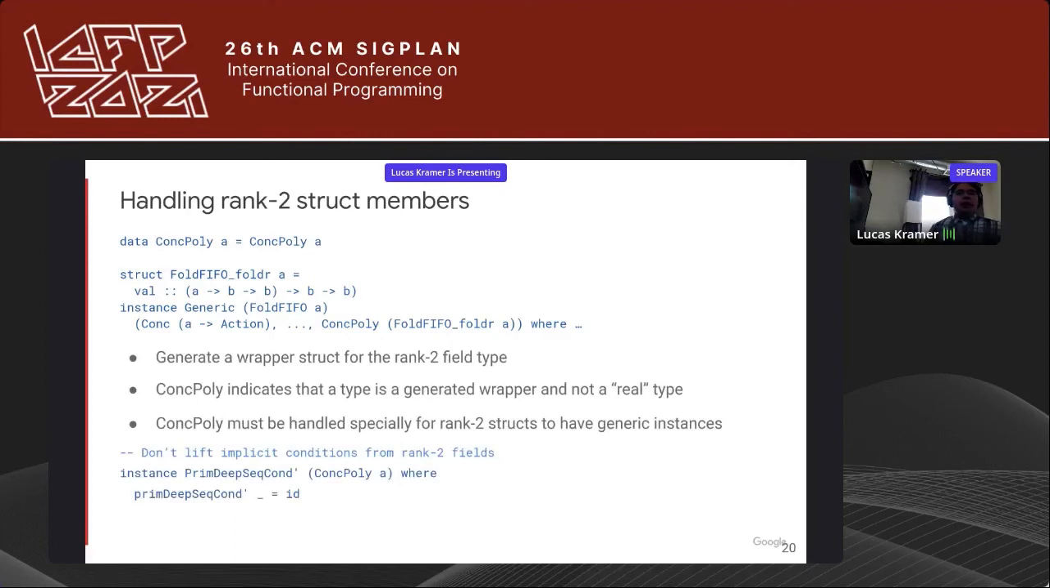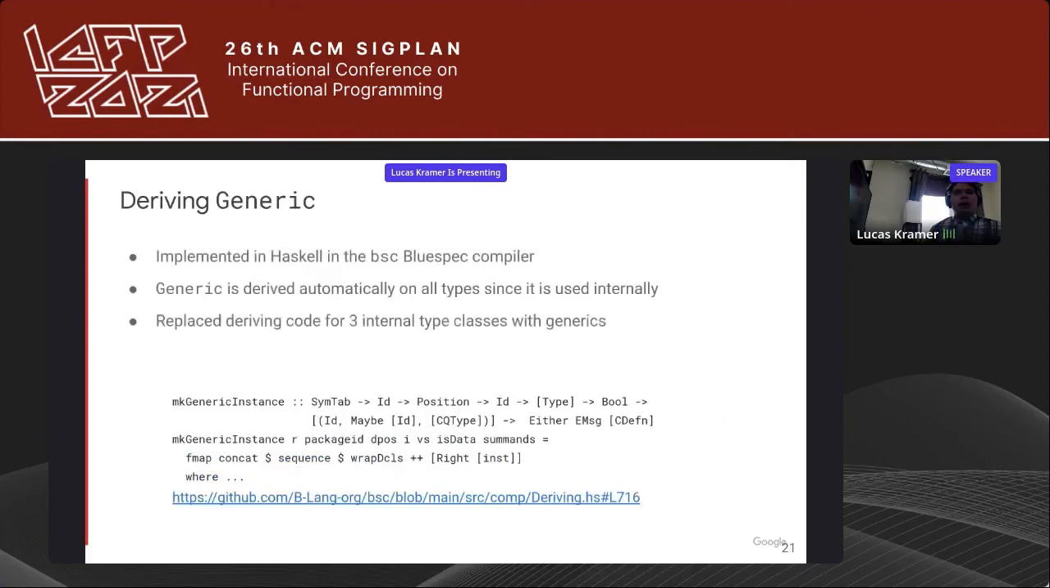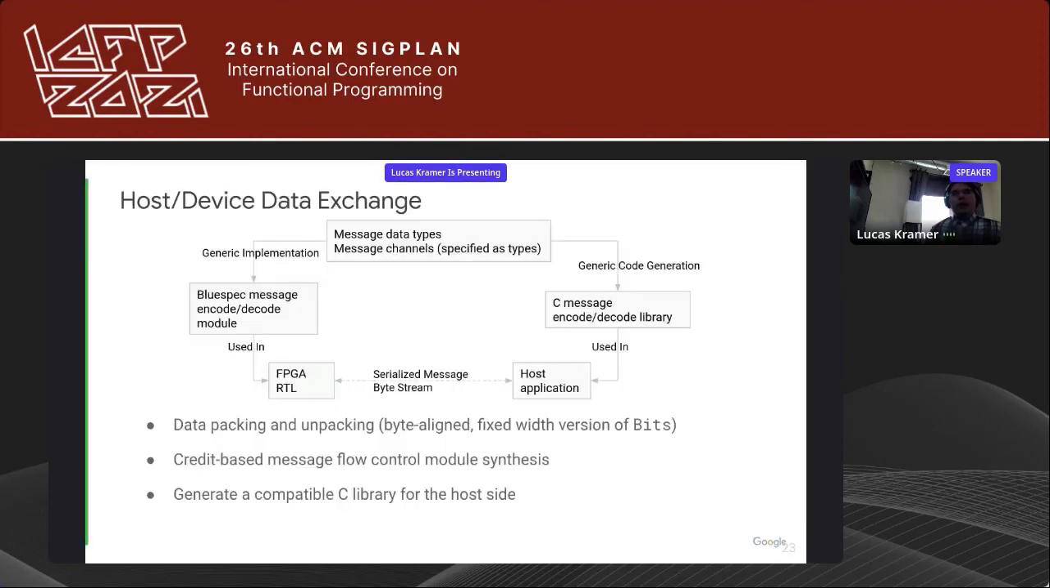Yeah, and then we don't lift implicit conditions from these. We also implemented generics deriving in the Bluespec compiler. And finally, we use this for a bunch of really cool things. One being generating C code and doing the equivalent for serialization and deserialization. This lets us communicate generically with an equivalent generic implemented encoding and decoding module in hardware between a host and device application. Yeah, sorry about going over.